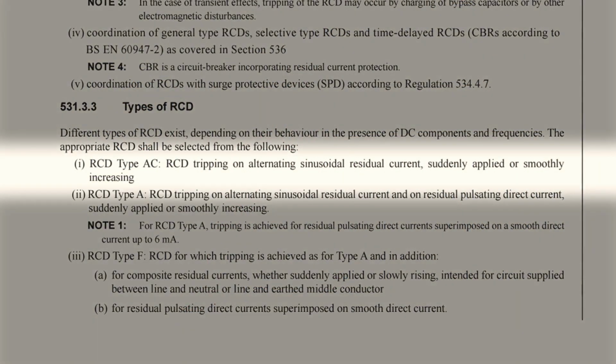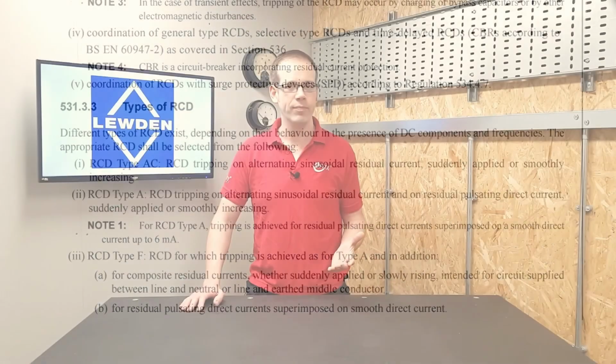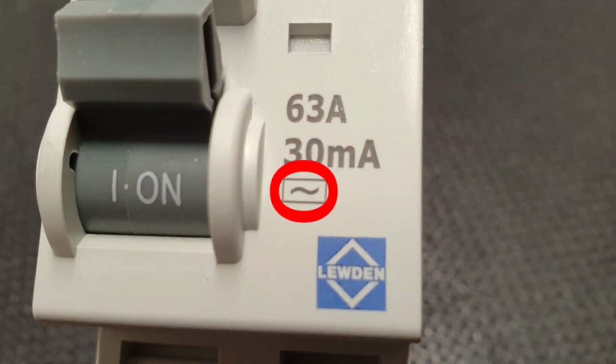Indent 1 outlines an RCD type AC, where it says, "RCD tripping on alternating sinusoidal residual current, suddenly applied or smoothly increasing." What does this mean? Well, it means that it can't cope with circuits supplying certain electronic controls, as we saw earlier in Table A53.1. So type ACs are acceptable for use on loads that are pretty basic. Things like electrical heating loads such as showers, immersion heaters, incandescent lighting, hobs and ovens. You can identify a type AC RCD from this symbol being printed on it.